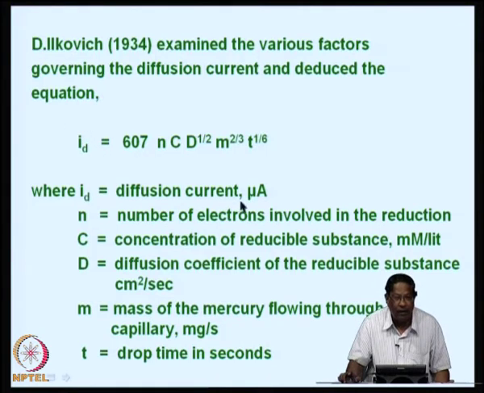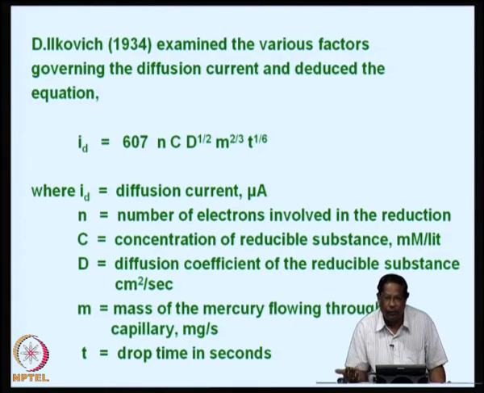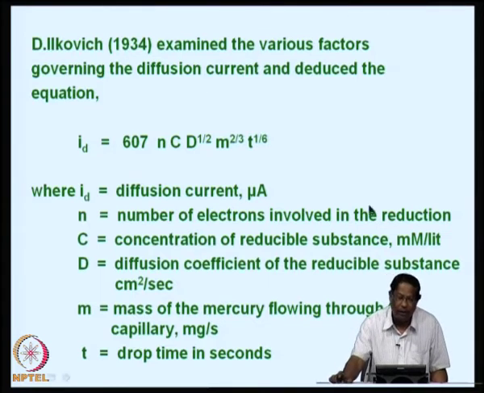I d is the diffusion current measured in microamperes, and n is the number of electrons involved in the reduction. If it is a cadmium ion, 2 electrons are involved, so n would be 2. If it is a lithium ion, n is equal to 1, because there is only one electron, and in the case of aluminum etcetera, n would be 3. And c is the concentration of the reducible species, in micromoles per liter in general, and D is the diffusion coefficient of the reducible substance.